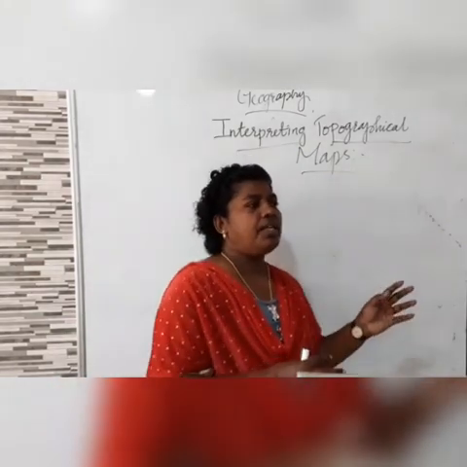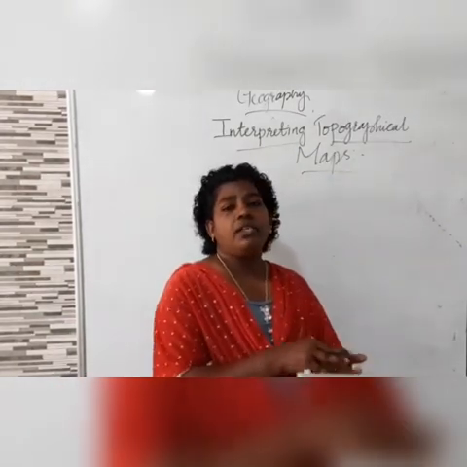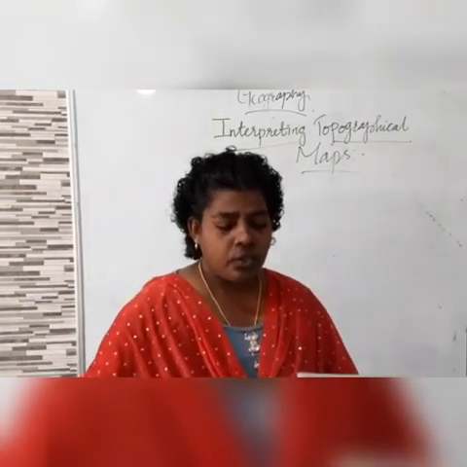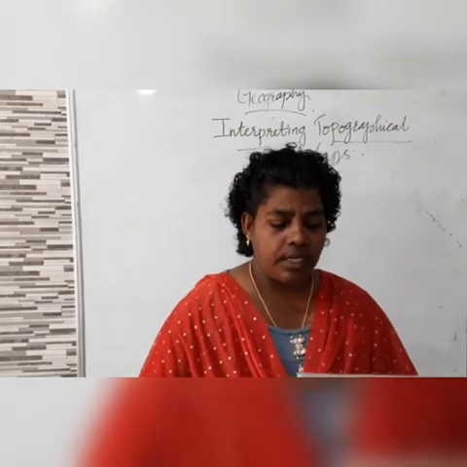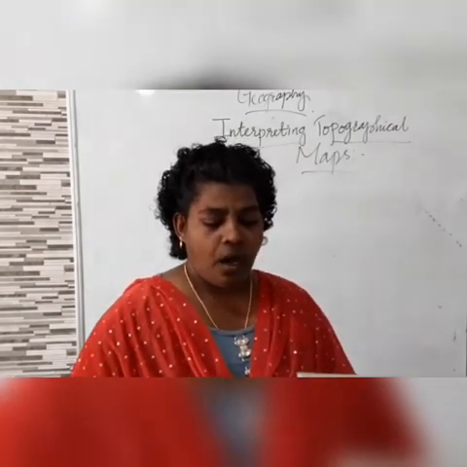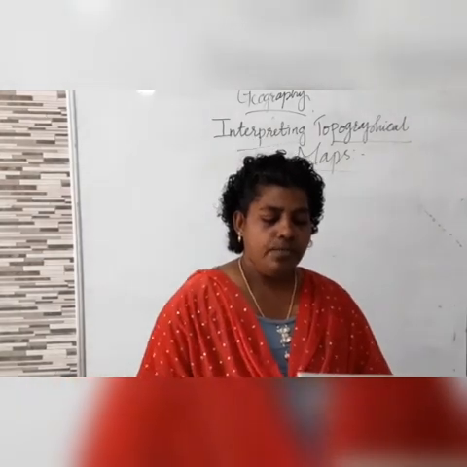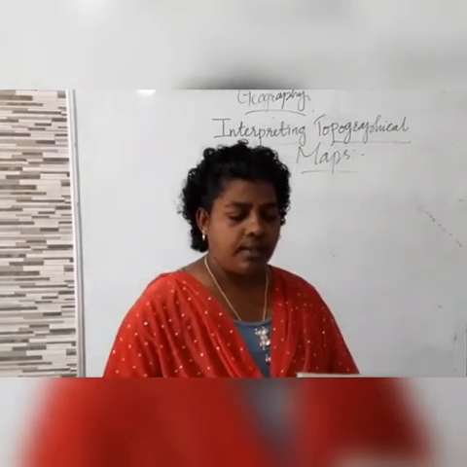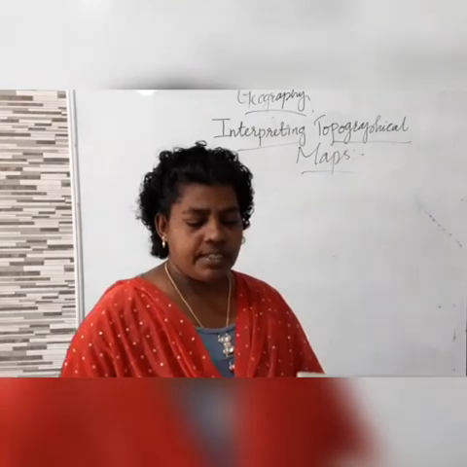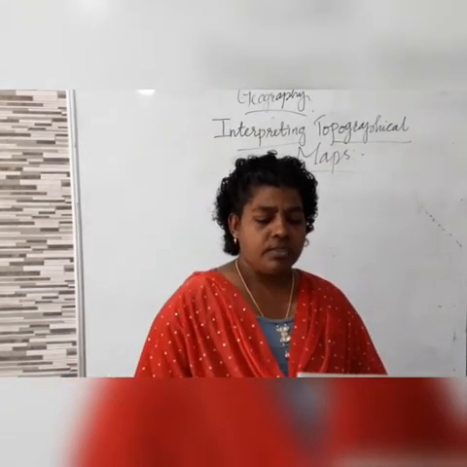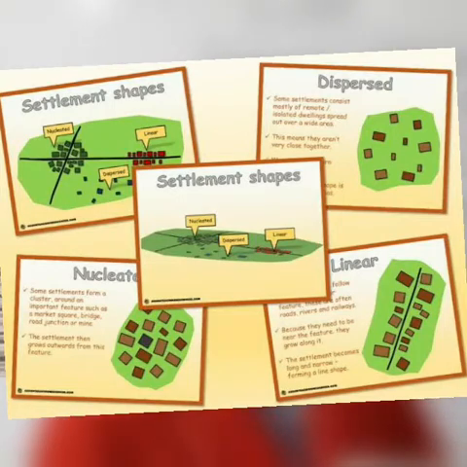Now, scattered settlement. Scattered settlement means there will not be many houses. It will be scattered here and there. So these are also known as dispersed settlement. Houses or huts in this type of settlement are far apart from one another. On the map, such a settlement is indicated by long distances between houses. Areas of scattered settlement indicate sparse population.